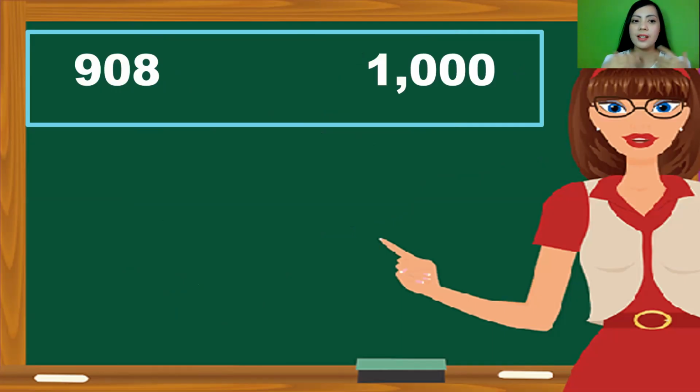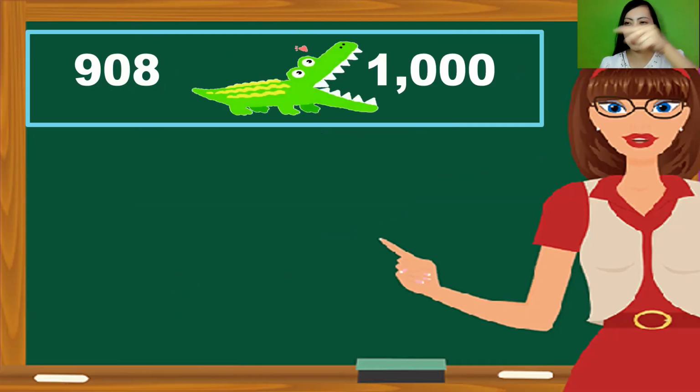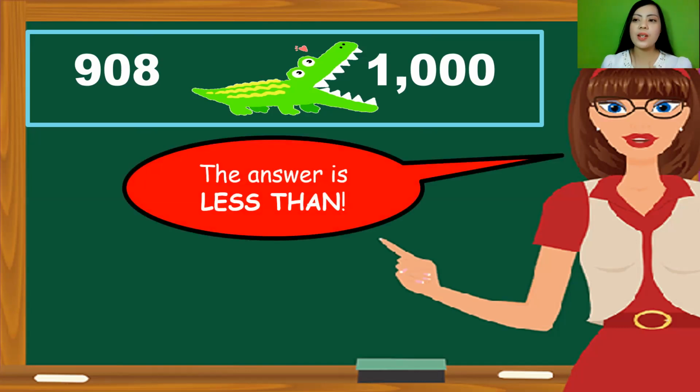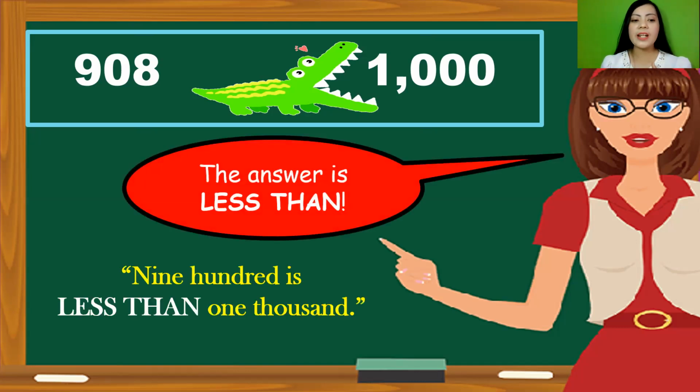Next one. 908, 3-digit number, 1,000, 4-digit number. As I have said, the whole number with more digits is always greater than the whole number with fewer digits. So definitely the hungry alligator will eat the 4-digit number, 1,000. So the answer is less than. 900 is less than 1,000.